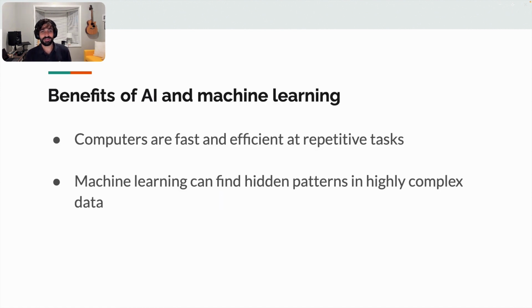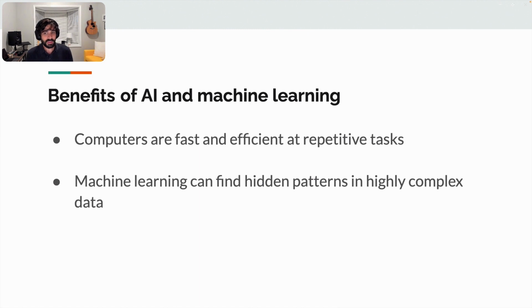So there are some big benefits to AI and machine learning. And the primary benefit is that computers are really fast and efficient at repetitive tasks. So if we train our little robot to be able to vacuum our house, that saves us time. We don't have to worry about doing that ourselves. And there are lots of other tasks that are repetitive that we can use AI and machine learning to do for us.